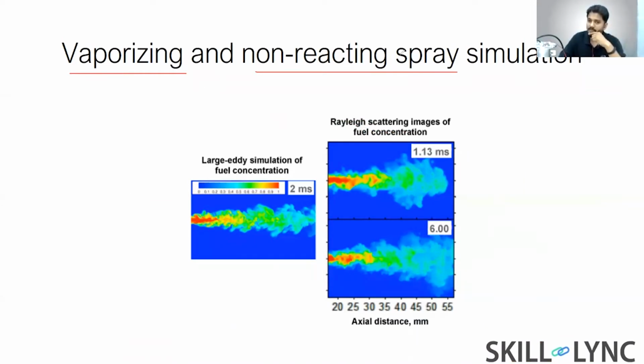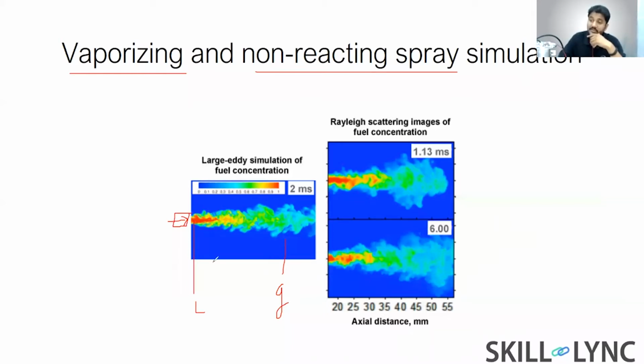And what does non-reacting mean? Well, the temperature is high enough that it vaporizes, but it does not combust. So what you will be looking at is something like this. This right here is your fuel spray. Your injector is sitting here and the fuel is coming in. The red refers to the liquid fuel and blue refers to the gas phase. You can see in the simulation that as the liquid fuel comes in, it's vaporizing.